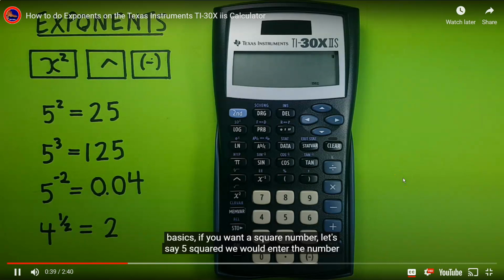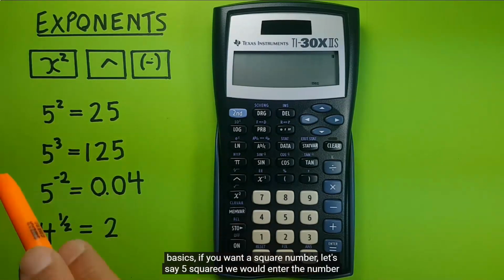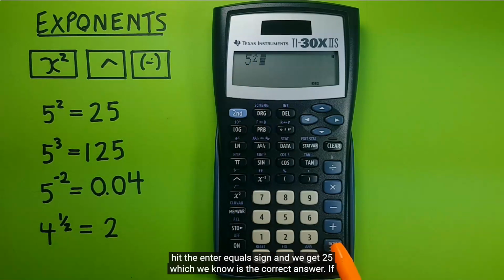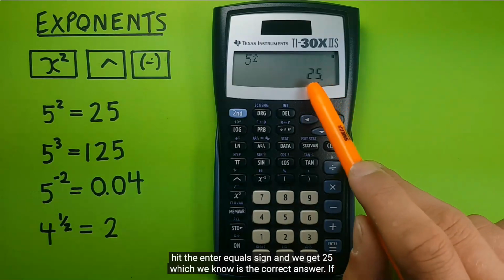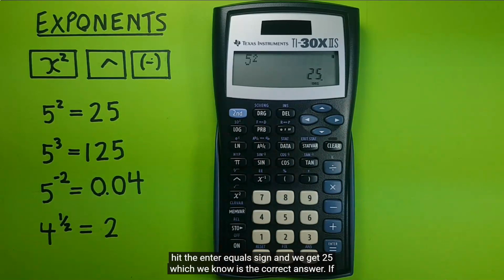All right, we'll start off with the basics. If we want to square a number, let's say 5 squared, we would enter the number, and then the X squared key. We see 5 squared on the top line there, and then hit the enter equals sign, and we get 25, which we know is the correct answer.